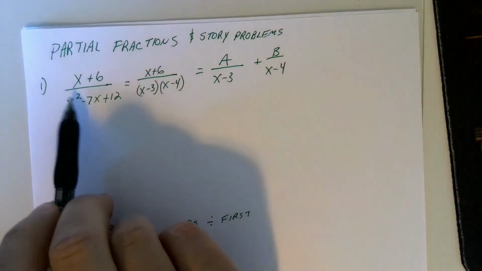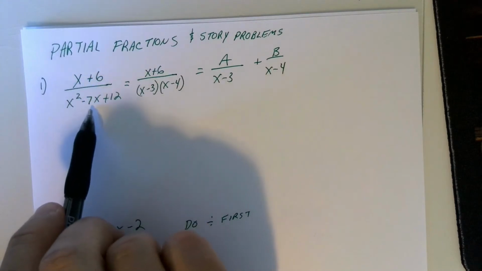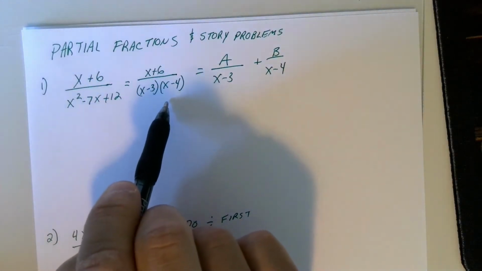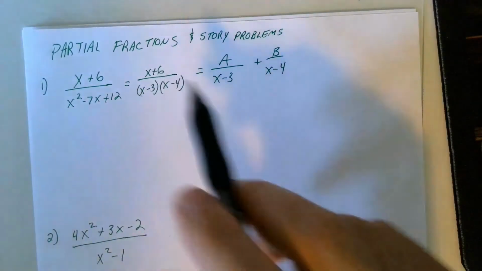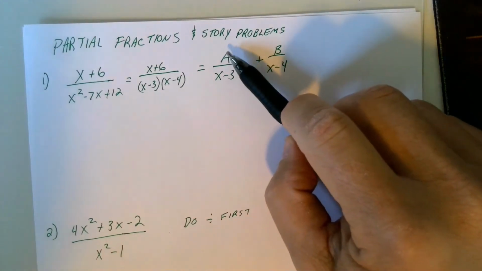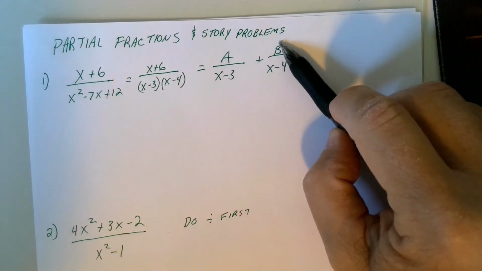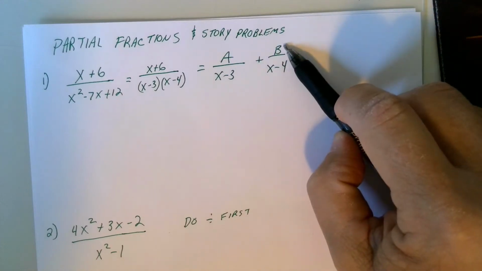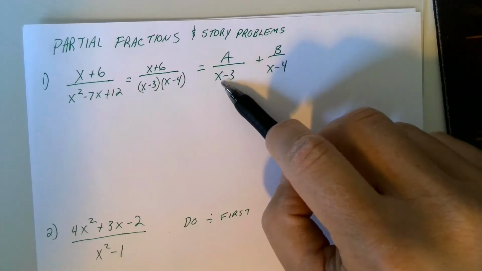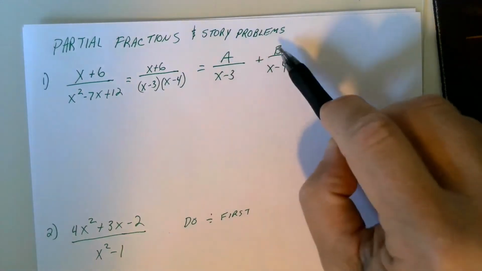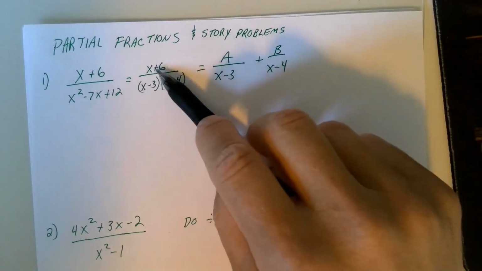Okay, so this thing factors: x plus 6 over x squared minus 7x plus 12 into x plus 6 over (x minus 3)(x minus 4), just like that. And then we're thinking that there's some number a and some number b that I could put in the top here and the top here, where I put a over one of the factors and b over the other factor, and this fraction plus this fraction would equal this expression.